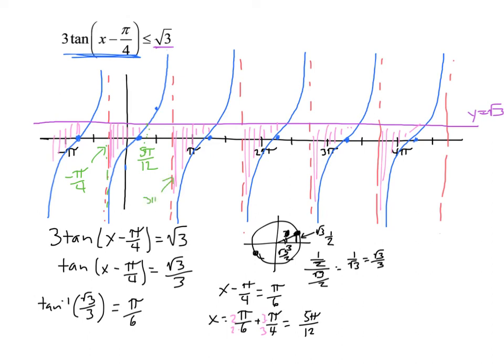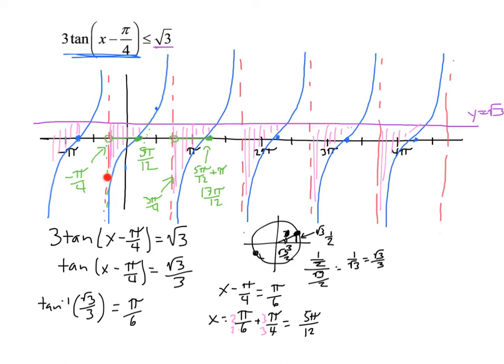Now, this picks up again like here. That's 3 pi over 4. And this one over here, well, it's adding on that period. So whatever this is, it's actually 5 pi over 12 plus pi, which I guess is 17 pi over 12. But we got this interval.